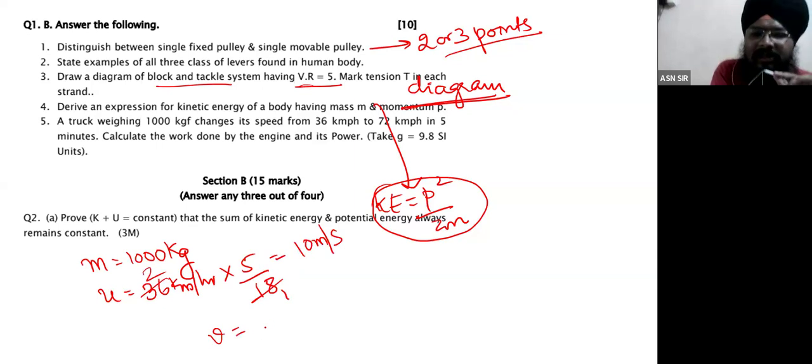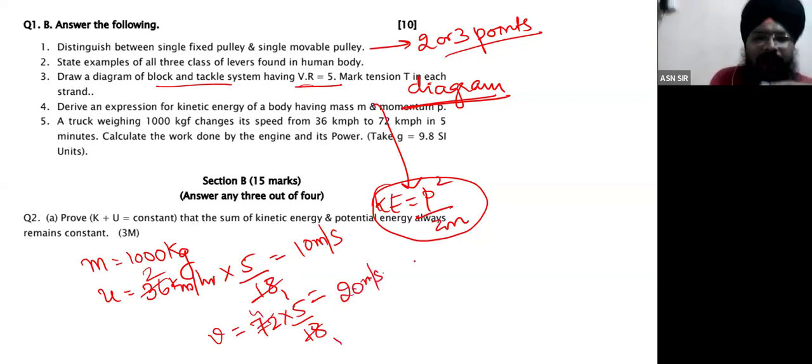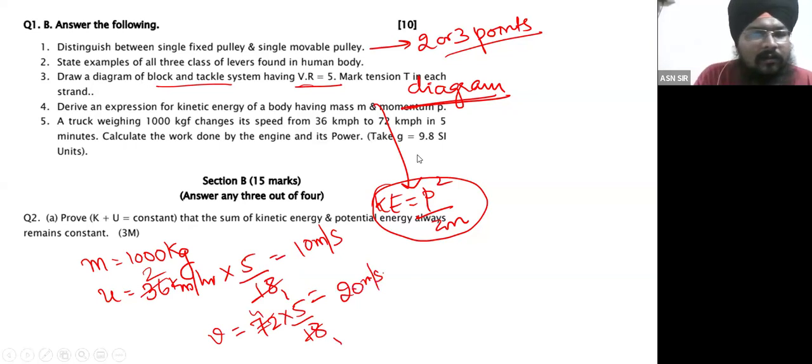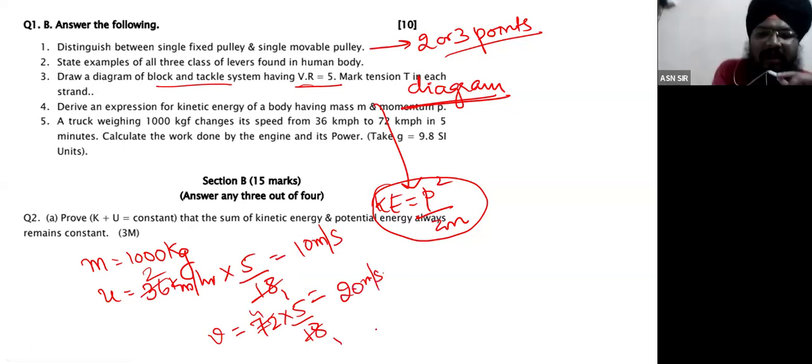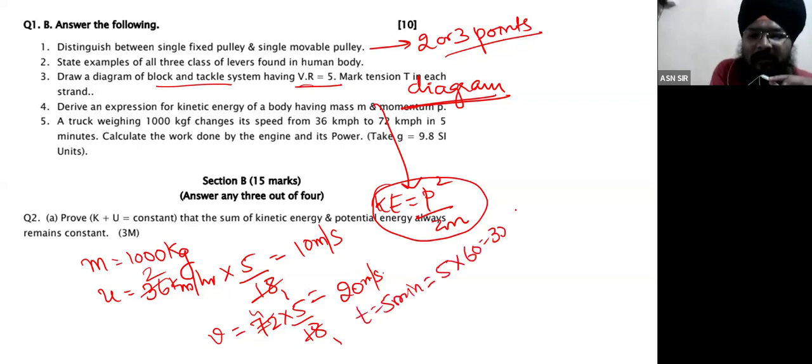Final velocity is 72 kilometer per hour. Again, you convert that. So this is 4 times 5, 20 meter per second. And the time given here is t equal to 5 minutes. So 5 minutes, if you convert it to seconds, will be 300 seconds.